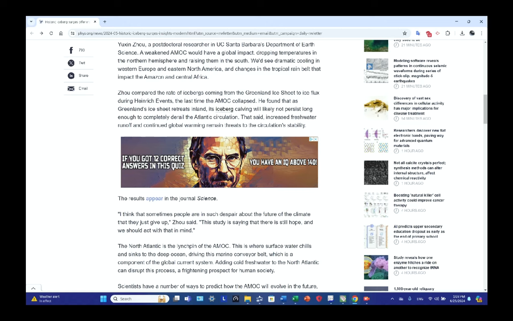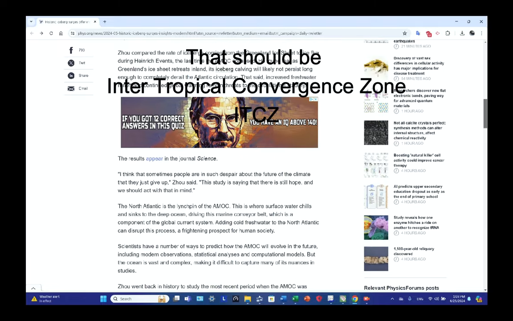Part of that would also be a shift in the location of the Intertropical Convergence Zone, the ITCZ, that's found in the Pacific.